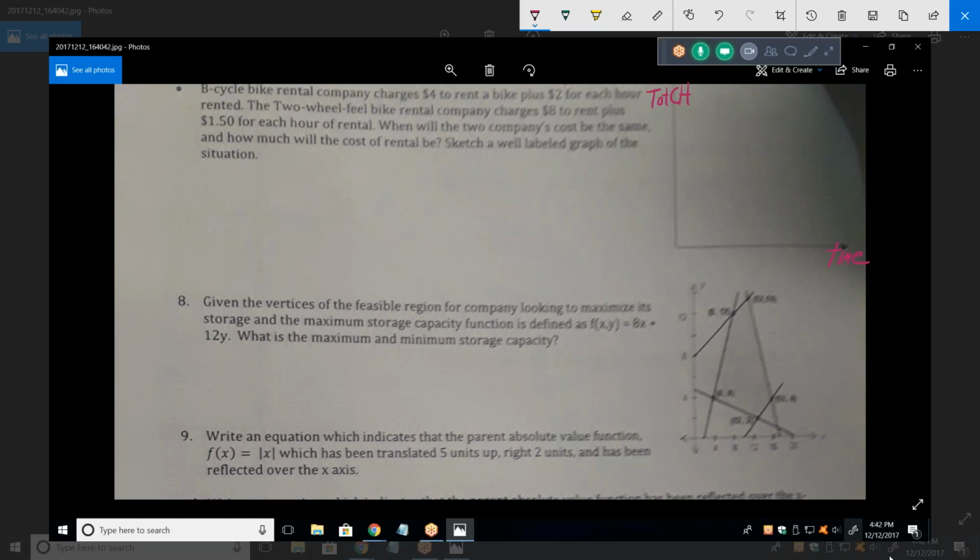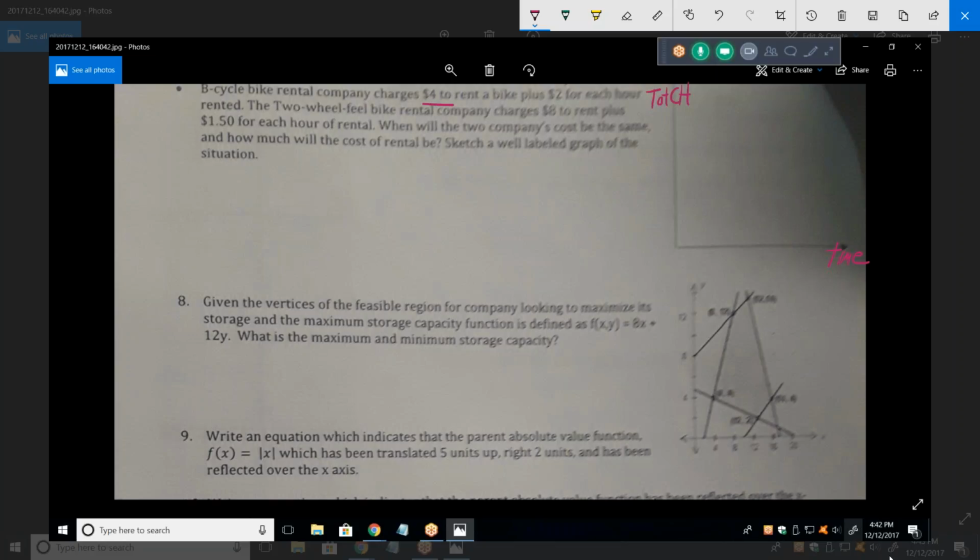He charges $4 to rent a bike plus $2 per hour. How do I graph that? What's that graph look like? What's he get when time is 0? It starts higher up. What would he get at 0 if the guy rented it and didn't use it at all? You get $4. Yeah, $4.